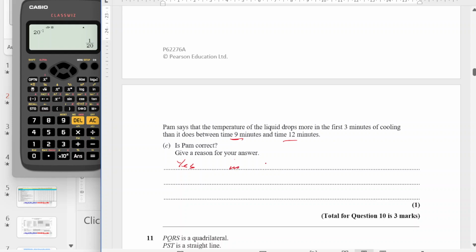In first 3, it cools by 28 degrees. In 9 to 12, it cools by 8 degrees. That's absolutely fine. You could also state, if you wanted to be a bit more technical about it, you could say the gradient of the curve is steeper between 0 and 3 than it is between 9 and 12. Both of those are absolutely fine.